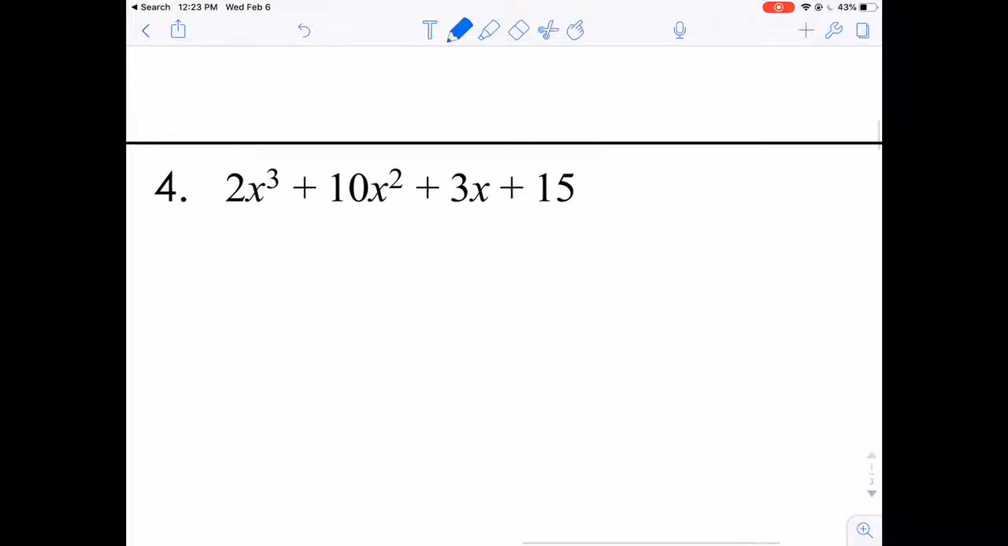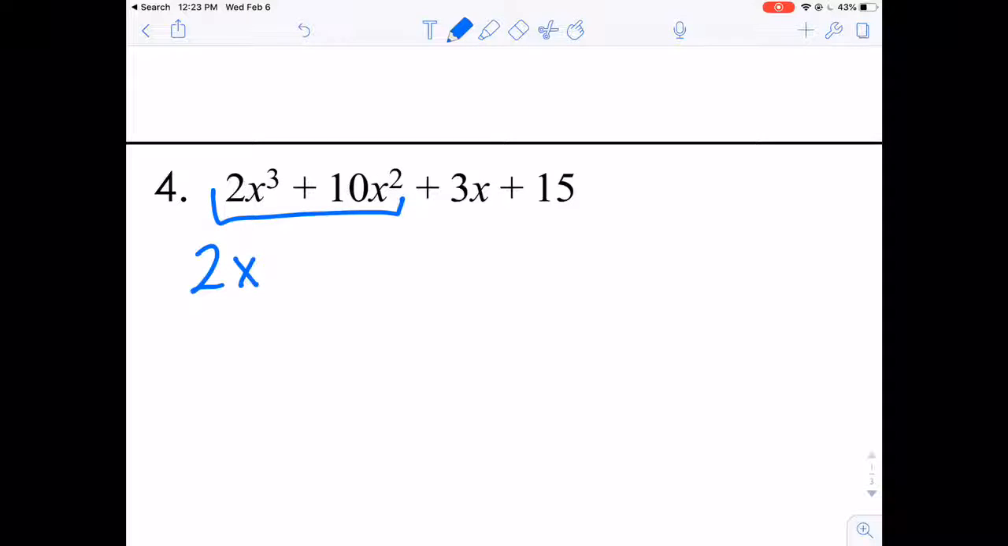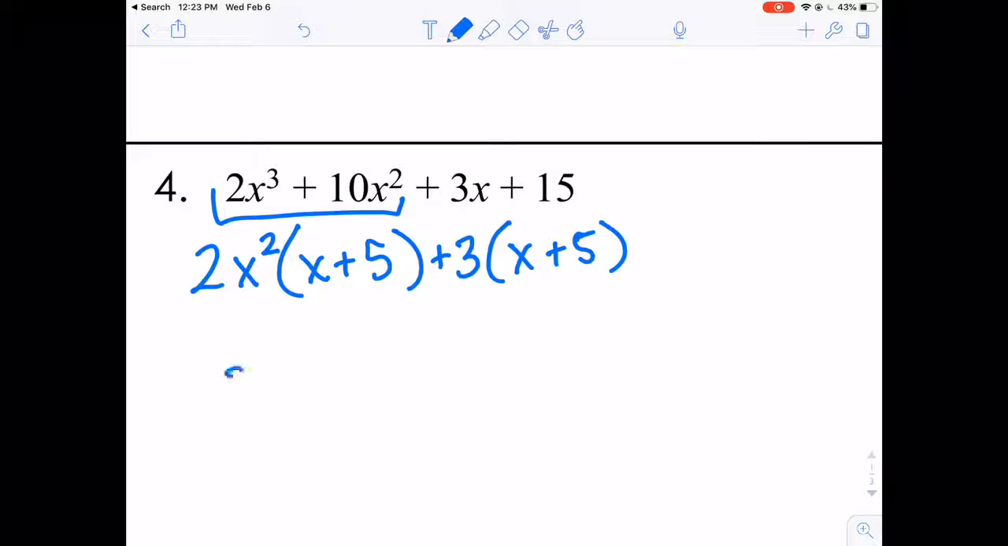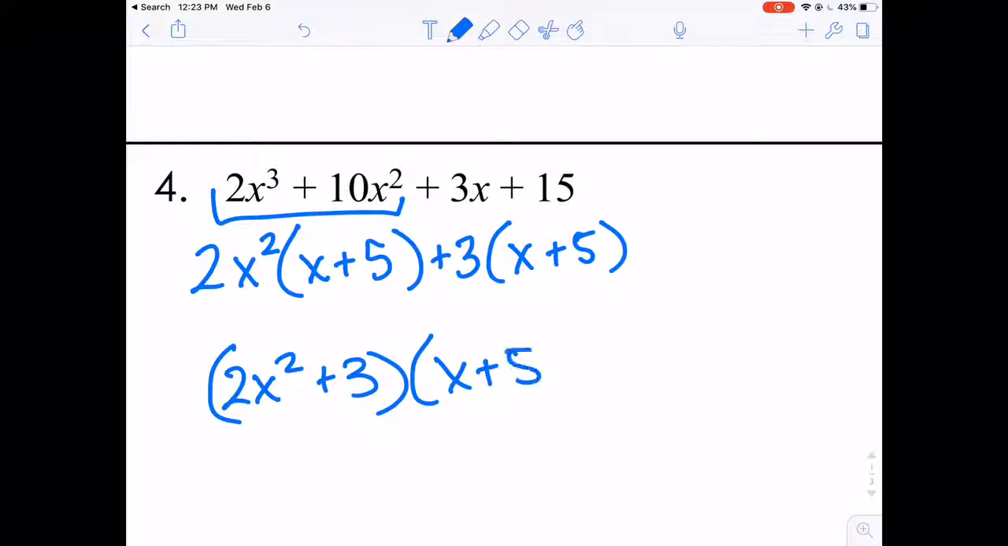Right. And then for this one, I can see that I can take a 2x to the second out. Left over would be just x plus 5. For this one, I have a 3x plus 5 coming out as well. So as you can see, guys, very similar to all of these problems, right? Just like that. These ones create this guy, the GCF, and then these are the leftovers here.